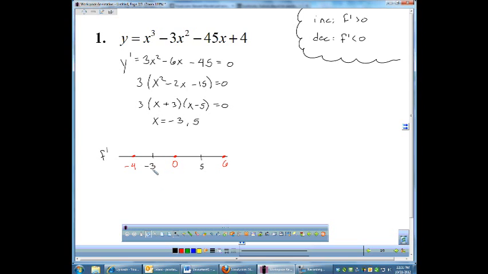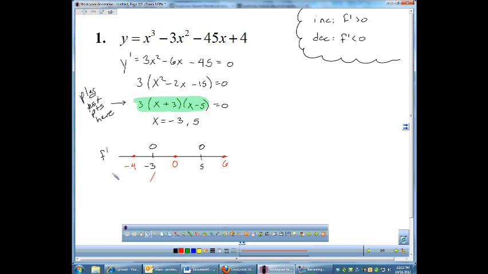Now, I like to plug into my factored derivative. So I'm going to plug my test points in right here. And if I plug in -3 or 5, I get 0 for my derivative. So I like to put zeros there, letting me know that that's when the slope is 0.